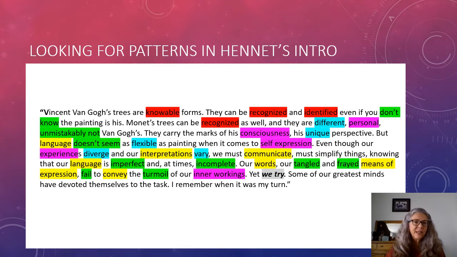At this point, you would be well advised to pause this video, go back to the very first paragraph of Hennet's text, Incidental Trees, and take out your highlighter, do the exact same work that we did with Girl with a Pearl Earring. And that's look for different patterns. What do you notice in this piece, and how many patterns can you find?